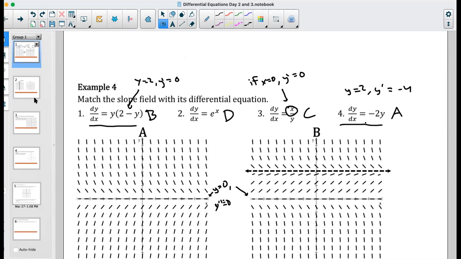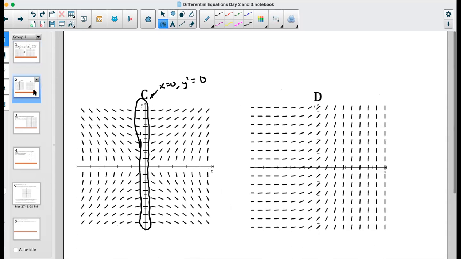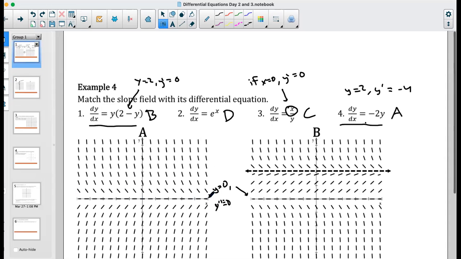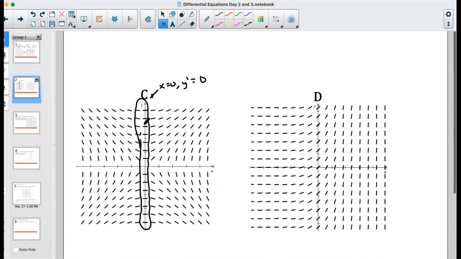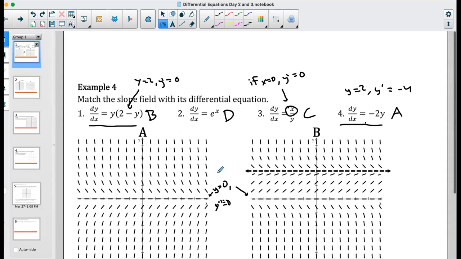So basically, when you're trying to match slope fields and differential equations, you look for places where the derivative is 0 or the derivative is undefined, and then you match it up with the one that happens at that place. Like I said, you match up the zeros here, where y equals 0, and the zeros here match up where y equals 2. The zeros here match up where x is 0. So you can really start with either the slope fields or the differential equations and see which one is the most helpful.